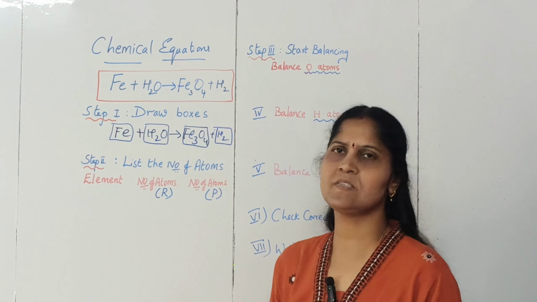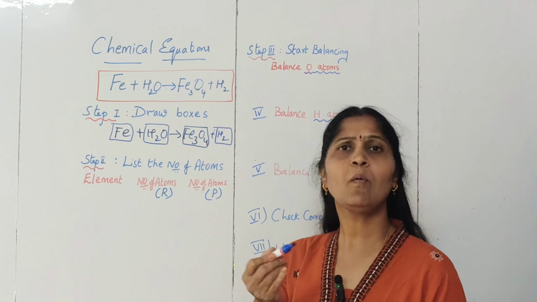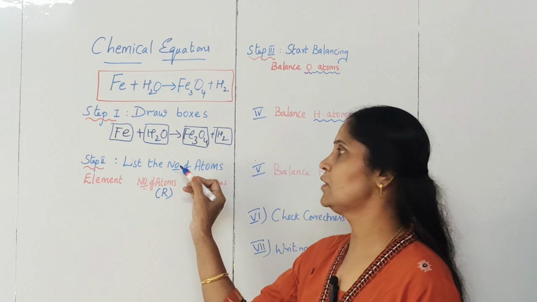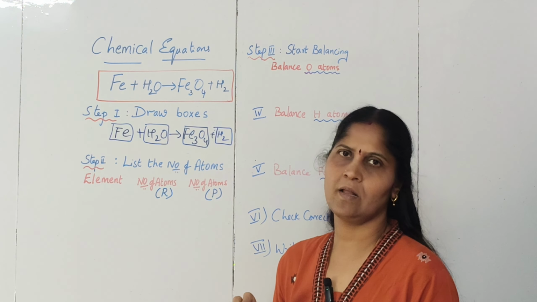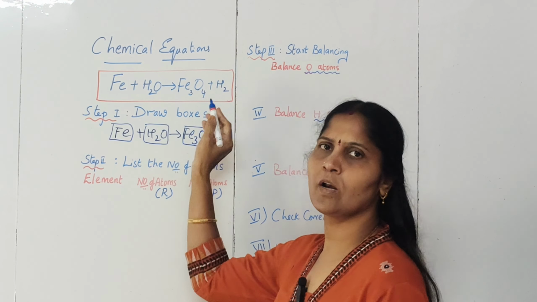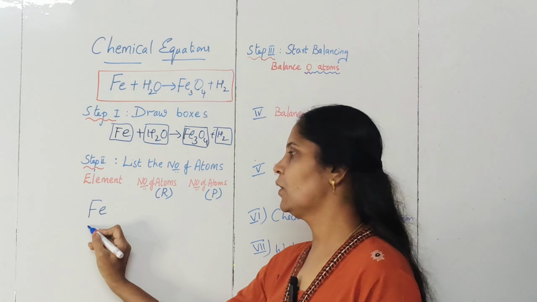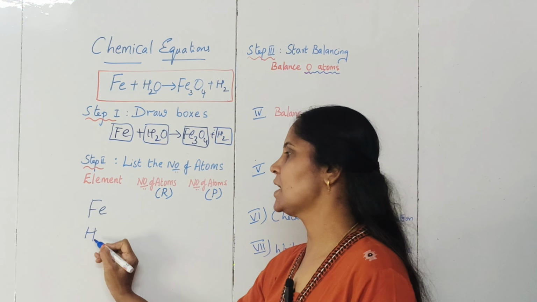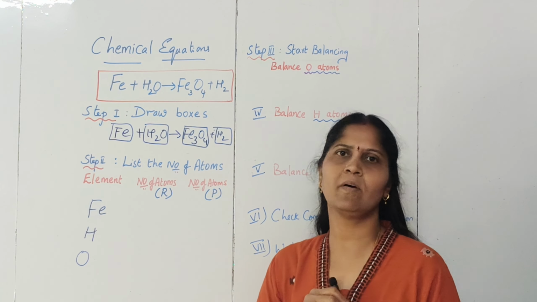Followed by that, we have the second step wherein we have to list the number of atoms. We have to list the number of atoms under the reactants and also the product side. First we need to list the elements. So we have iron as one element, hydrogen is another element, and oxygen. These are the 3 elements that are there overall in our equation.